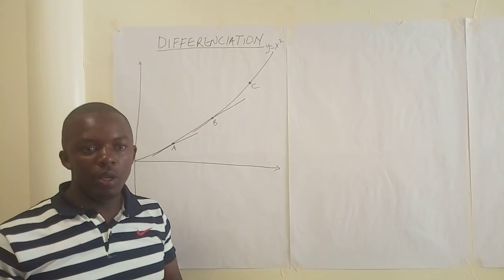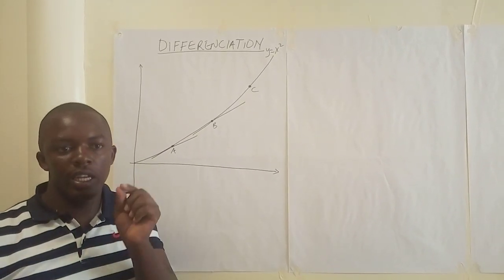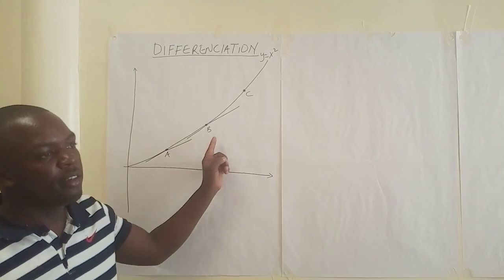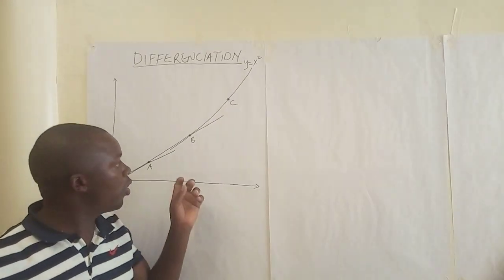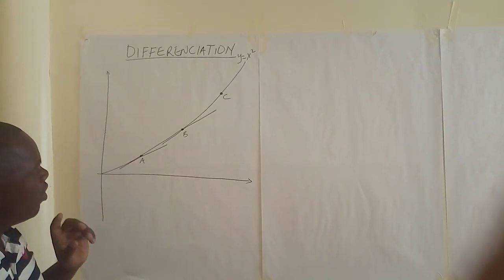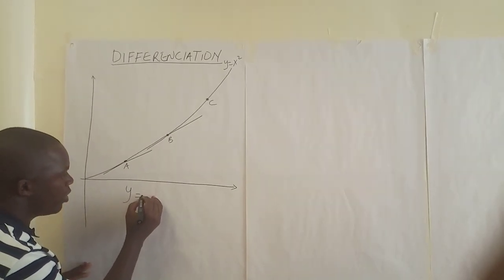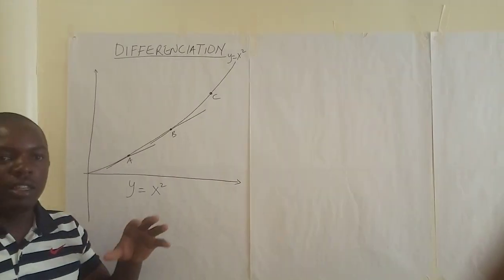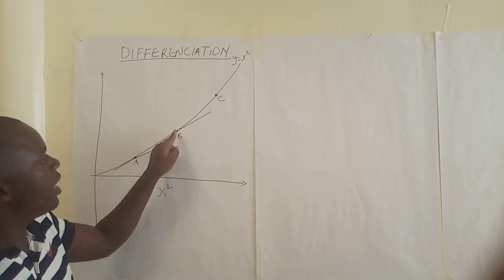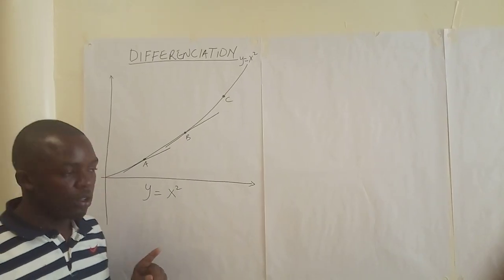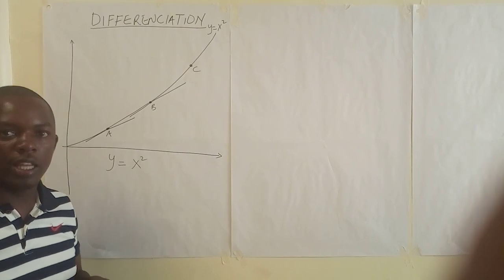Now, in this video, we are going to learn how simply we can get the gradient function. The gradient function that will be governing this function all throughout the curve. So, for example, if I have y is equal to x squared, I just need a gradient function for me to get the gradient at this point A, at this point B, at this point C. So, how do I get the gradient function? This is the simplest way we are going to use to get the gradient function.